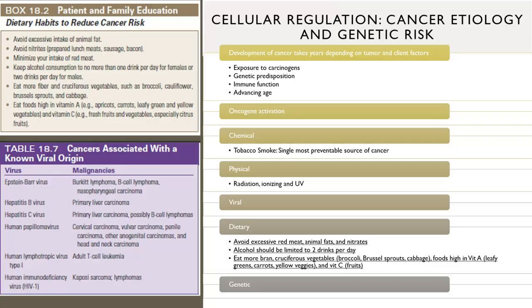Cellular regulation and our risk factors. Risk factors for cancer: the leading cause of cancer in the United States, or 30% of all cancer in the United States, is from tobacco use or smoking. So that is the single most preventable source of cancer.